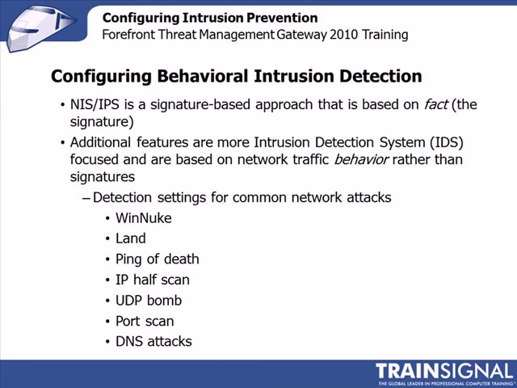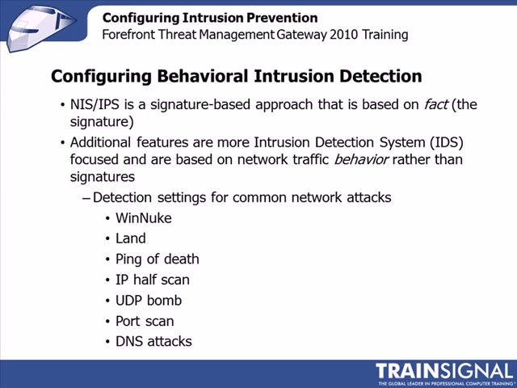What we just discussed is a network inspection system, which takes a signature-based approach that is based on fact. That is, the signature. This is basically the encyclopedia of everything that Threat Management Gateway has to block from an intrusion prevention standpoint. The additional features found in Threat Management Gateway are more traditional intrusion detection system focused, and are based on network traffic behavior rather than signatures.